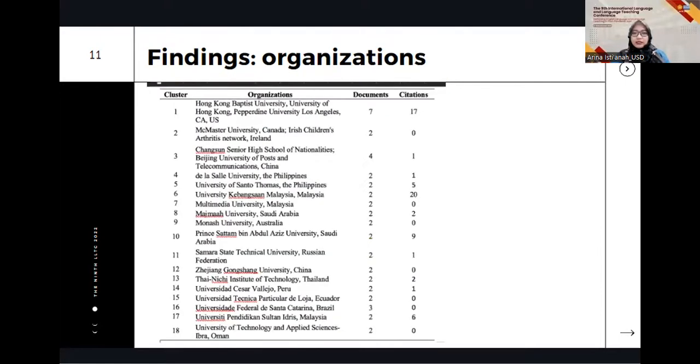And here is the summary of the organizations. There are still 18 clusters of organizations that were interested in similar topics. In the table here, we can see that Universiti Kebangsaan Malaysia published the documents cited the most. Even though they only published 2 articles, the citation number is the highest among the others. It means that we can say that the research published by Universiti Kebangsaan Malaysia received the most attention from the research community, involving replicating the method applied in the research.